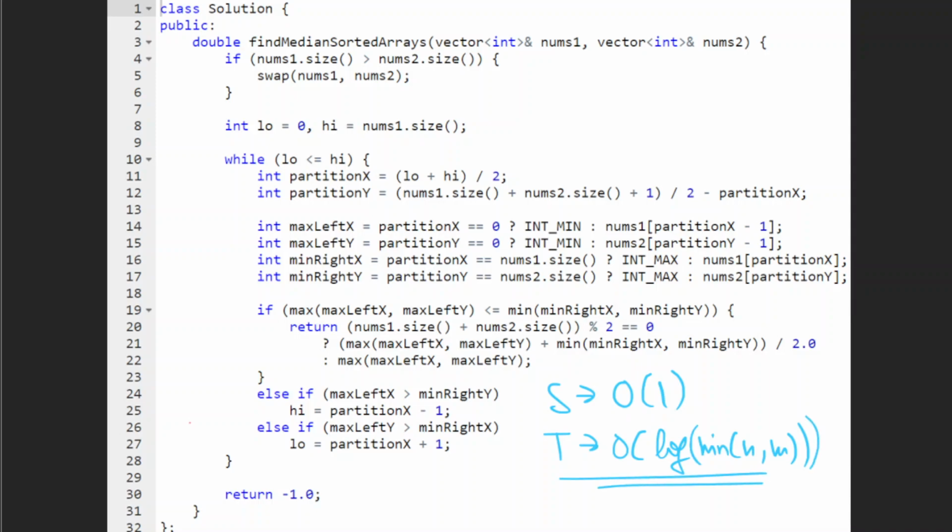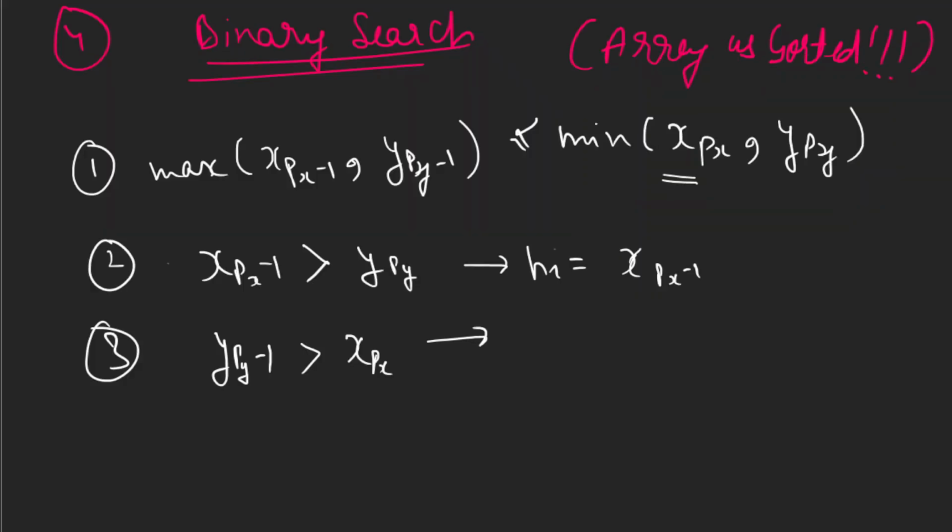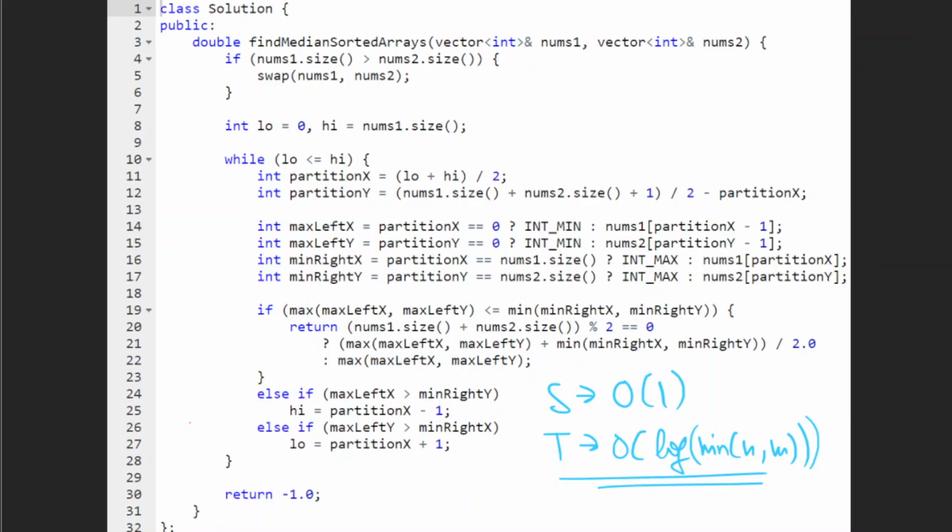Yeah, so this is our binary search, which is even better than what was asked from us in the question. The question says, can you do it in log of m plus n, and we have even optimized it, because log of m plus n is the dominant term and log of minimum of n comma m is a little bit better than this one. So these are our four approaches.